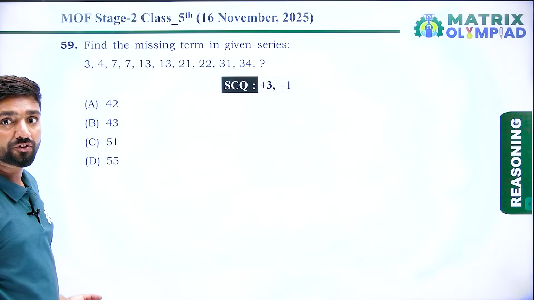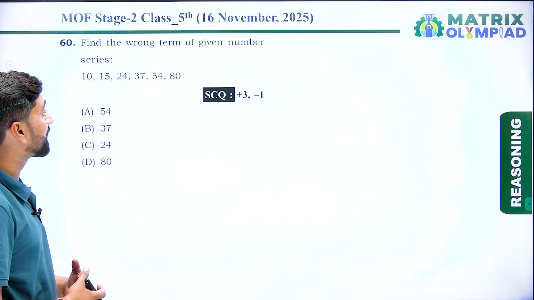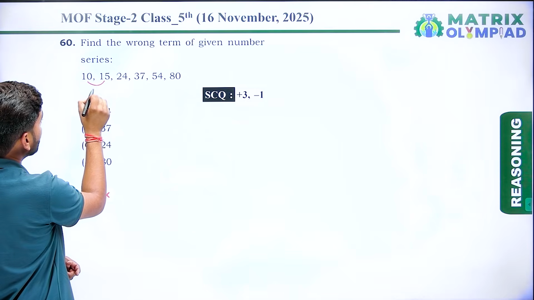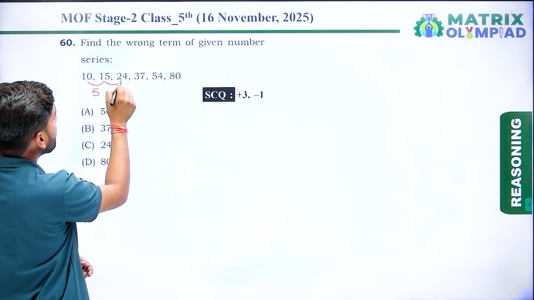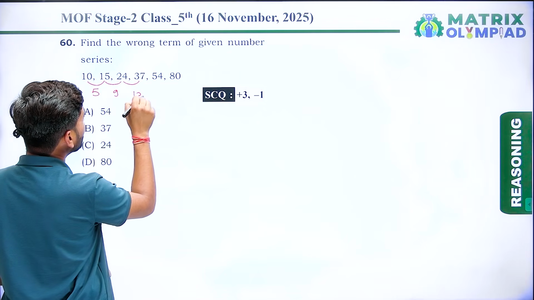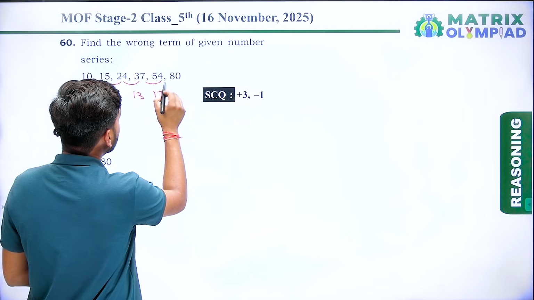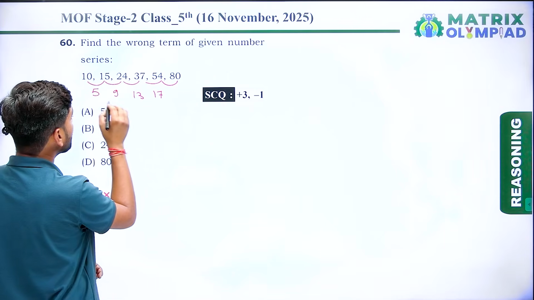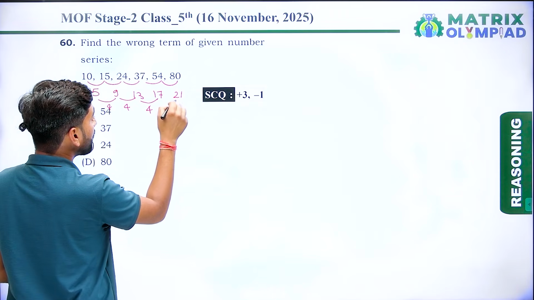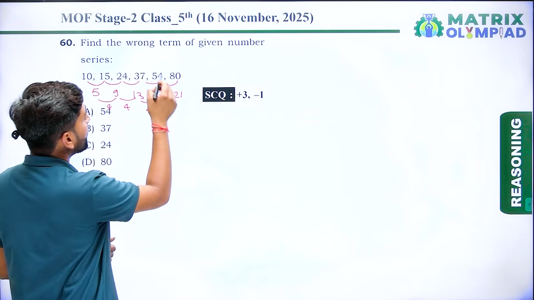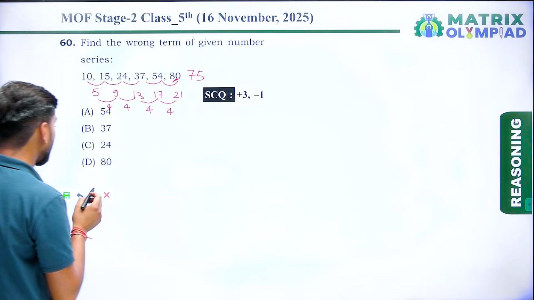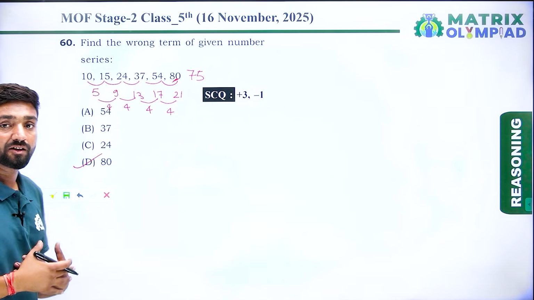Now let's move to the next question. In this question we are given a number series and we have to find the wrong term in the given series. If we check the difference between 15 and 10, we get 5. Then between 15 and 24, we have a difference of 9. Next we have a difference of 13, then 17. So next we will have a difference of maybe 21, because the difference of differences is 4, 4, 4. So if we add 21 to 54, we get 75, not 80. So our wrong term is 80, and option number D is the right answer of this question.